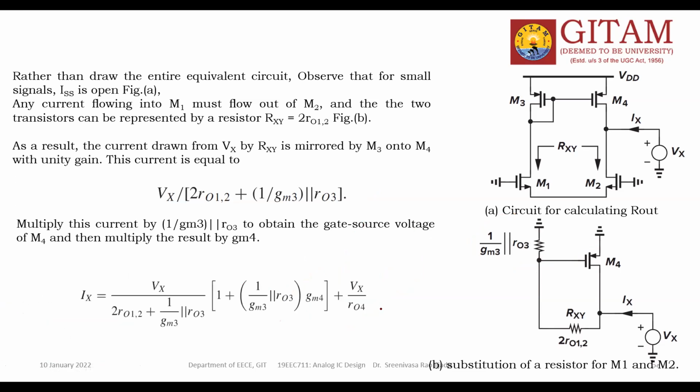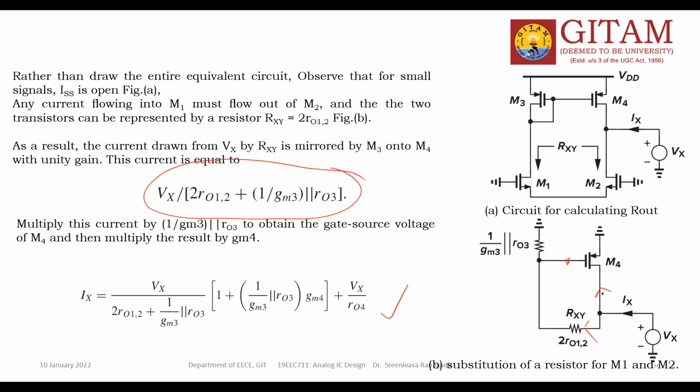So this is the Ix. Ix is nothing but current going this side plus current going this side. This side current you already know. What is that one? Vx by (R02 plus 1 by GM3 is parallel with R03). And this side current, you know, is VGS.